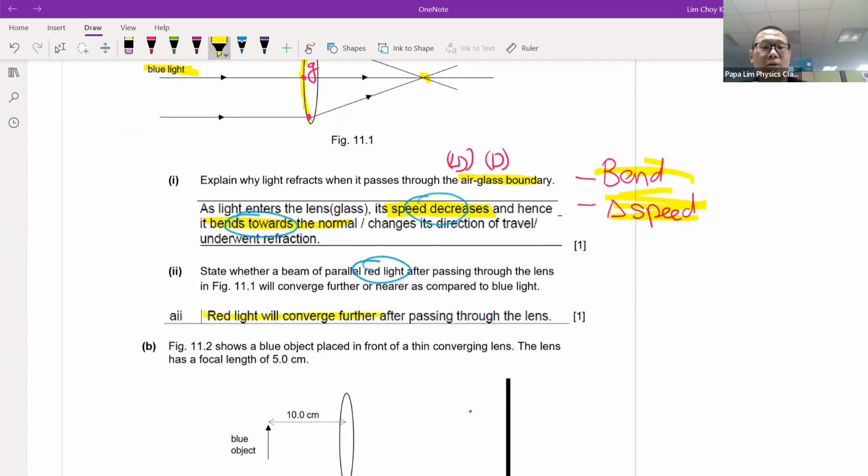So that's why I can deduce whether it converges more or less. Because I have done my homework, I actually know that red light has a longer wavelength as compared to blue light, based on the electromagnetic spectrum. So take note of the context that the student needs to know. The question is assuming it. For the EM spectrum, it's a simple topic, but it's not a topic that we should just ignore because it's simple. It's actually an important topic.